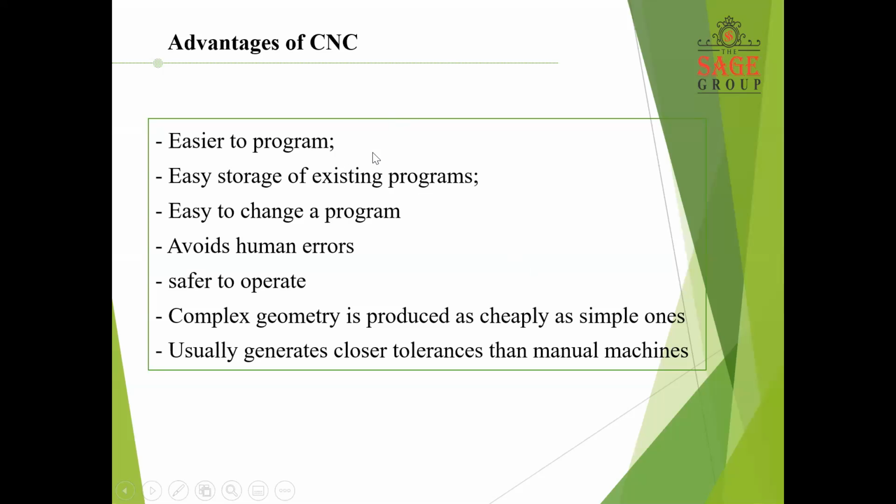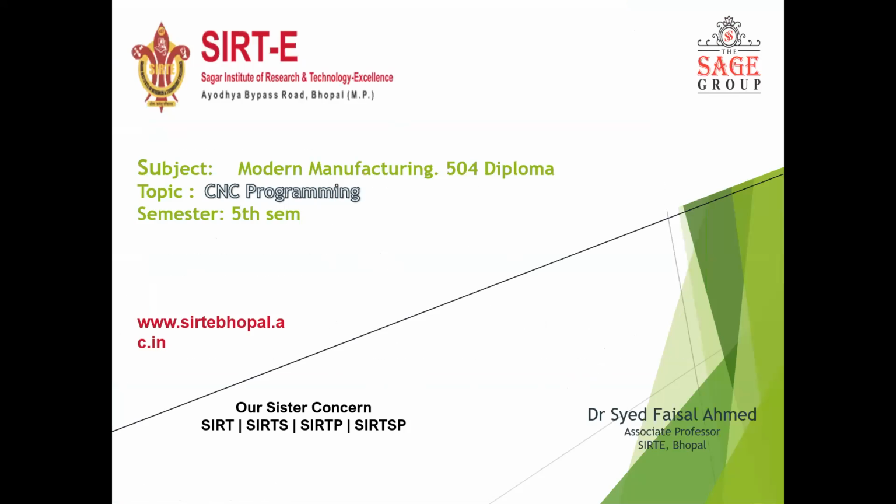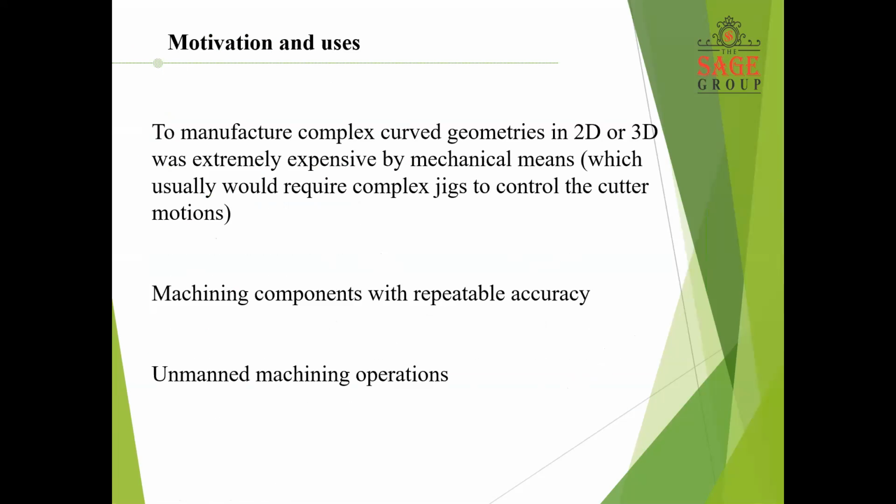Now these are the advantages we can see here: easier to program, easy storage of existing programs, easy to change, avoid human errors, safer to operate, complex geometries produced as cheaply as simple ones, and usually generates closer tolerances than manual machines. So these are the advantages of CNC machining, CNC programming.